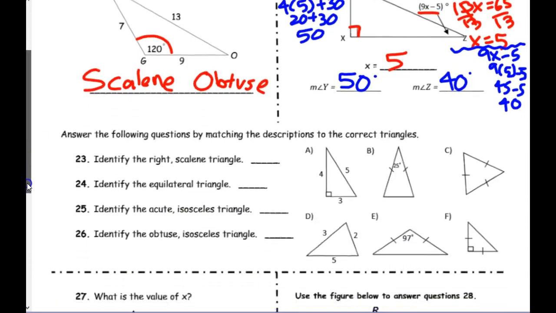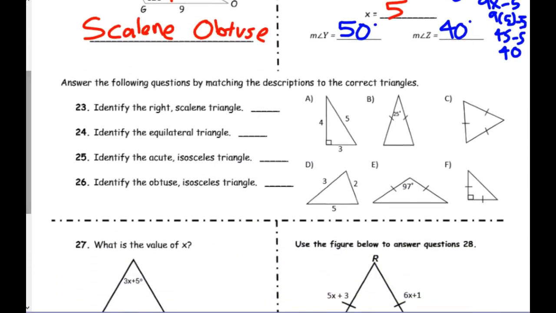Alright, we're going to answer the following questions, matching the description to the correct triangles. Identify the right scalene triangle. It is going to be right, and all three sides are different, so that's letter A. 24, equilateral triangle. All the sides are equal. Boom, boom, boom. That's going to be letter C.